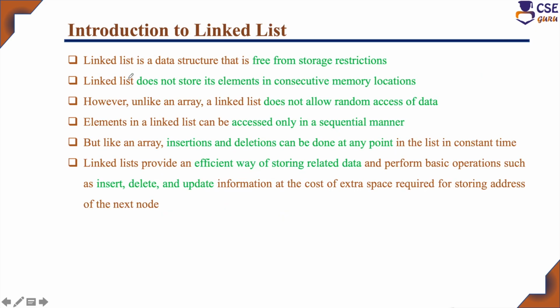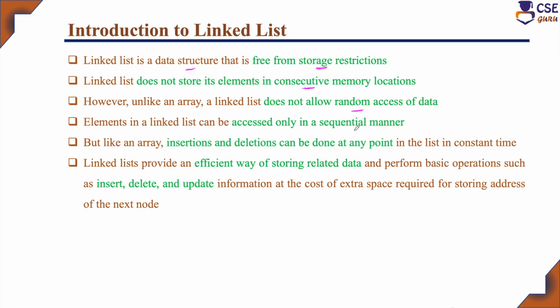So generally linked list is a data structure that is free from storage restriction. That is, fixed size storage is not required here. Anyway, memory is free to store one node element in the sense, that is enough. Okay, so it is free from storage restriction. It does not store its elements in consecutive memory locations. Only non-consecutive memory locations it will use. And the linked list does not allow random access. Here, since it creates a chain of nodes, you can access sequentially only. Random access is not possible in linked list, but in arrays random access is possible.